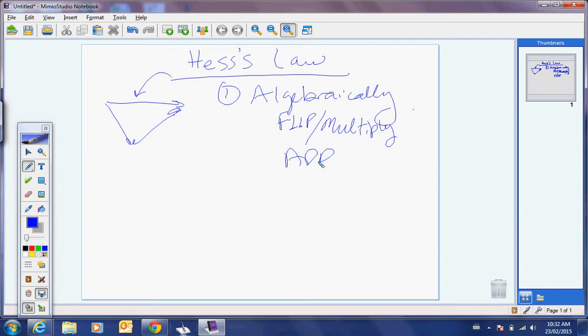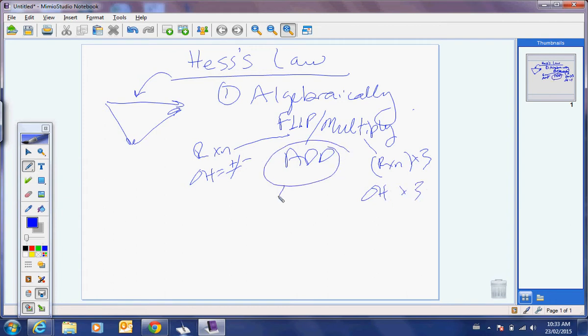Right? If we flip the reaction, we must flip the, yes, the delta H value. So if it was positive or negative, we have to change it. If we multiply the reaction times 3, what would we need to do to delta H? Times that by 3 as well. And then when we add, we end up canceling left and right. Canceling compounds, so that we end up with a net equation.